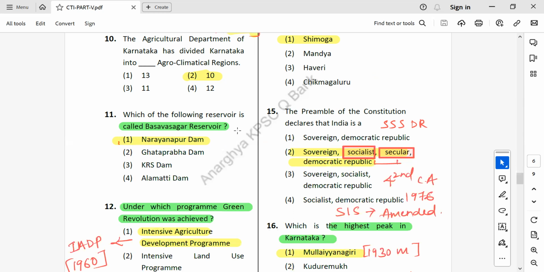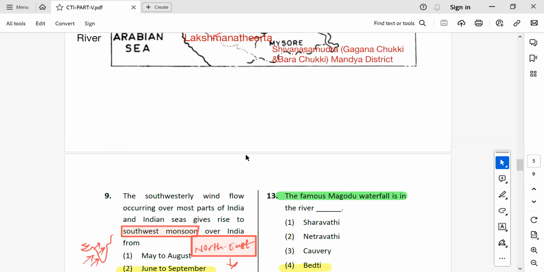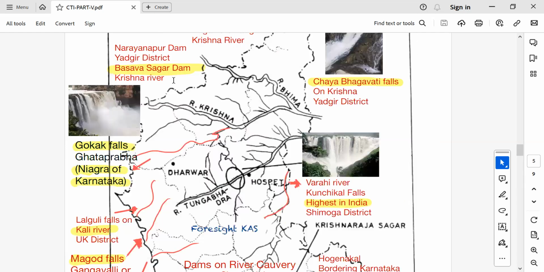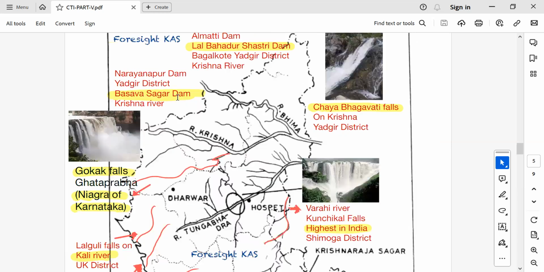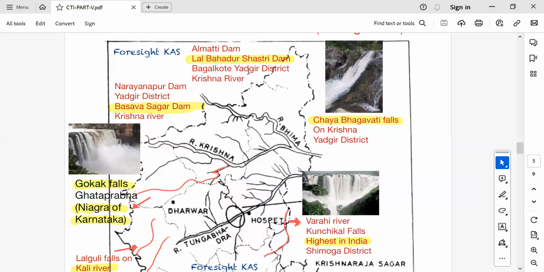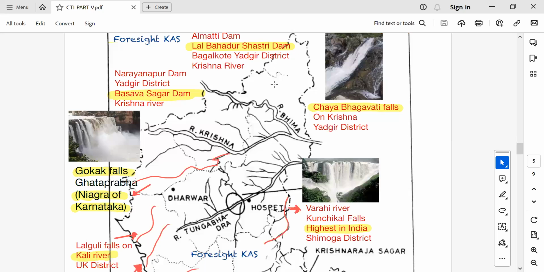Then, which of the following reservoirs is called Basava Sagar Reservoir? Also called Narayanpur Dam. See, Narayanpur Dam, which is located in Yadgir district, is also called Basava Sagar Dam. It is constructed across the Krishna River. One more important dam is Almatti Dam, also called Lal Bahadur Shastri Dam, located in Bagalkote, and it is constructed across the Krishna River.